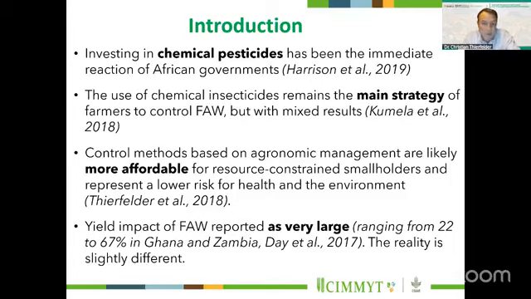The damage was horrible in some areas, and some of the yield penalties that were portrayed by several researchers were enormous. Yield losses between 20 and almost 70% were postulated, but the reality is actually slightly different. Control methods based on agronomic strategies are probably more affordable for resource-constrained smallholders. They represent low risk for health and the environment and can be easily adopted.